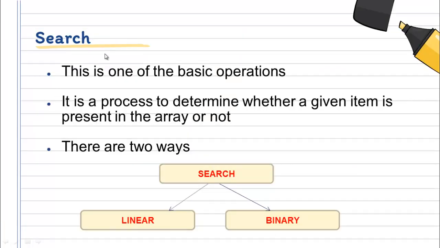Search. What is searching? This is one of the basic operations of an array. It is a process to determine whether a given item is present in the array or not. And there are two ways of search. One is linear search, the other one is binary search.